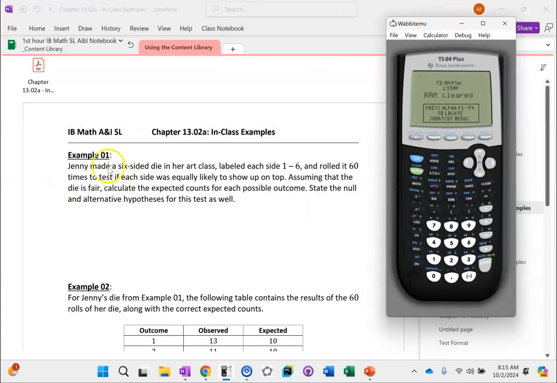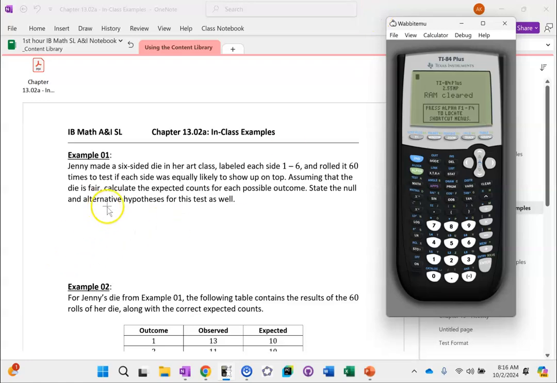Okay. Jenny made a 6-sided die in her art class. That's a normal Monopoly die, right? Labeled each side 1 through 6 and rolled it 60 times to test if each side was equally likely to show up on top. Assuming that the die is fair, calculate the expected counts for each possible outcome and state the null and alternative hypotheses for the test as well.